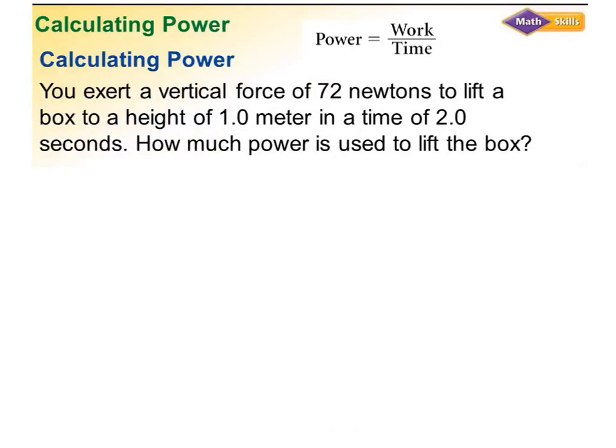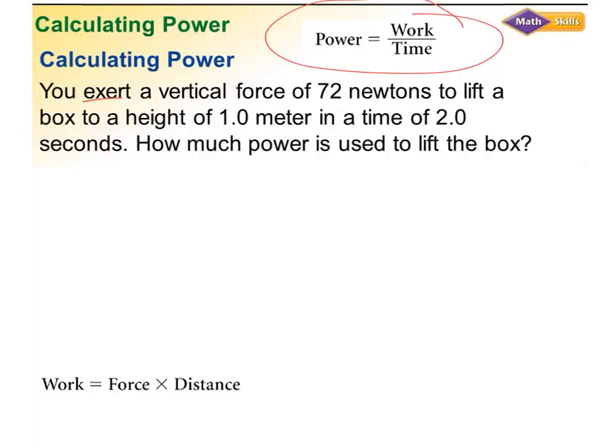Okay, now let's practice some math. You can exert a vertical force of 72 newtons in order to lift a box to a height of 1 meter in a time of 2 seconds. How much power is used to lift the box? Take a moment right now and use this formula to try to solve this question.